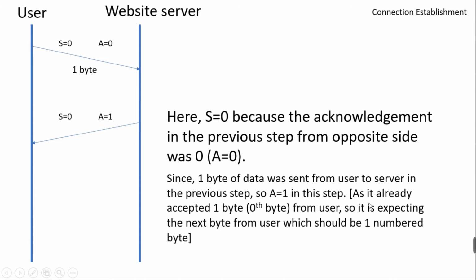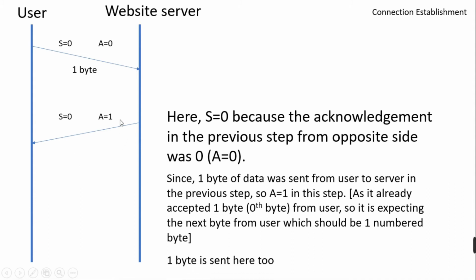So this is the explanation written here. One byte of data was sent from user to server in the previous step. So that's why A equals 1 in this step, because that one byte was actually the 0 numbered byte. That's why the acknowledgement number is 1, because it is expecting that the next communication from user to server should have a sequence number of 1. Okay, so let's continue.